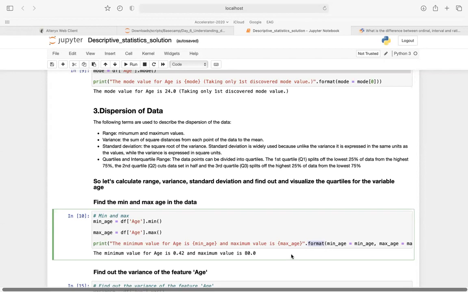Okay. So if you quickly observe the data here, the minimum value of age is 0.42. Now this looks a little fishy, isn't it? I mean, I cannot have age definitely in this format, like 0.42.